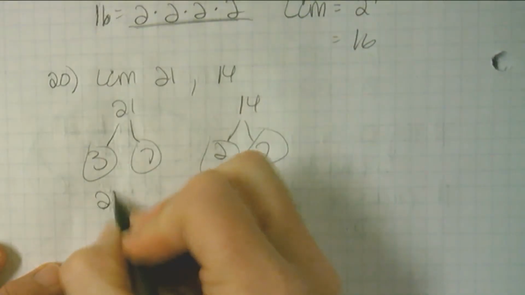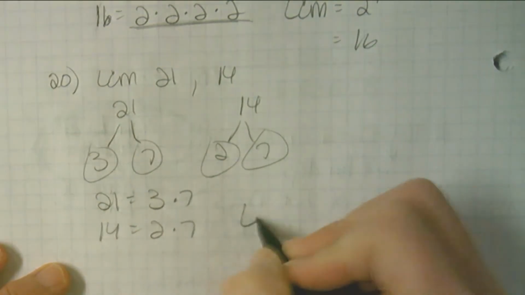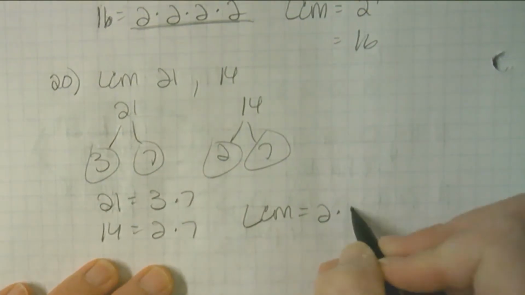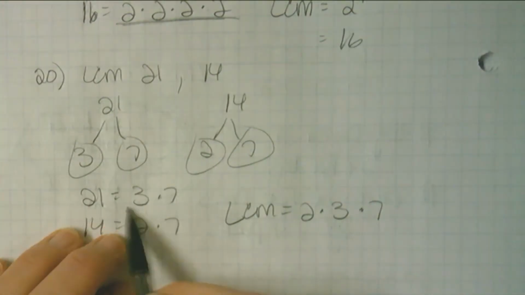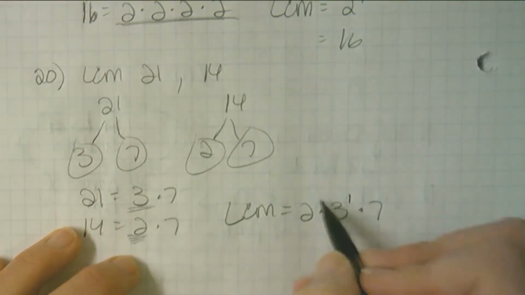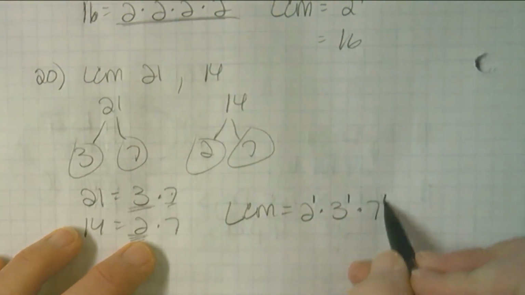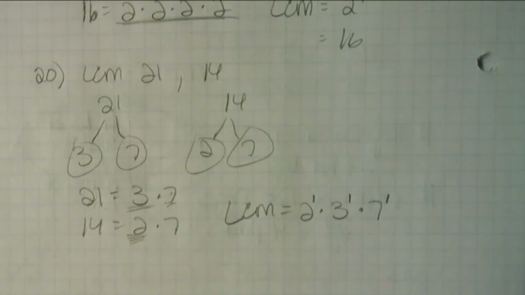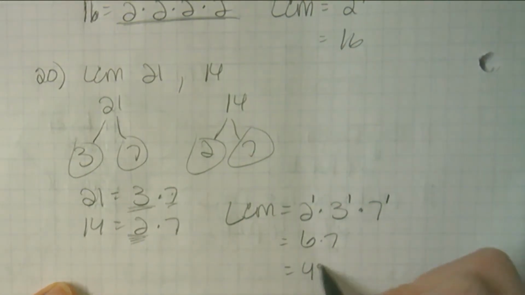So 21 is equal to 3 times 7. 14 is equal to 2 times 7. My LCM is going to have a 2 in it, a 3 in it, and a 7 in it. The most number of 3's from any one of my lists is just 1. The most number of 2's from any one of the lists is just 1. The most number of 7's in any one of my lists is just 1. Now, you don't have to put 1's there. I do because it makes me know that I went through and counted them. It's kind of like a double check for me. So this is going to be 2 times 3 times 7, which is 42.